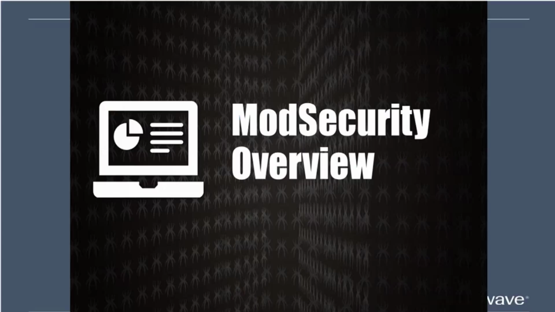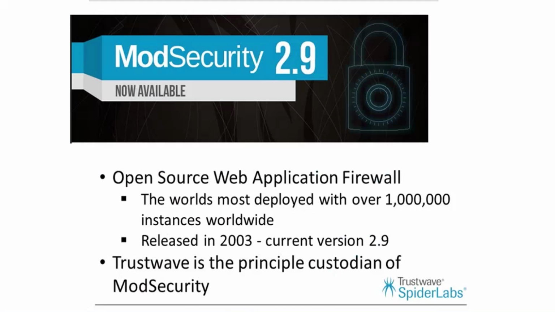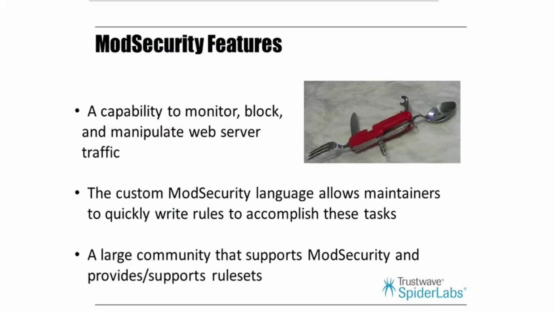The current version of ModSecurity, version 2.9, that's freely available, is supported on many different platforms, including Apache, Nginx, IIS, and Kemp's own platform. In general, it accomplishes all these security tasks by offering a number of unique features. ModSecurity can and does monitor, block, and manipulate web server traffic using a custom language that allows the maintainers to quickly construct what we call rules by which traffic can be manipulated.